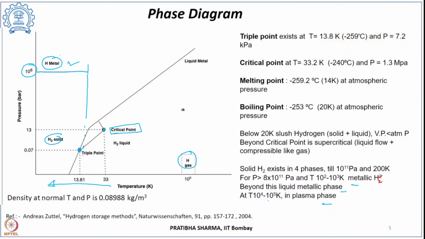And plasma hydrogen, obviously the temperature should be high. Plasma hydrogen exists in the solar system, in the sun. Plasma is an ionic phase. Metallic hydrogen exists at very low temperature and very high pressure. You should not be confused with it. Suppose I ask you what is metal hydrogen and what is its critical pressure, you should say the pressure should be above 10 to the power 6 bar.